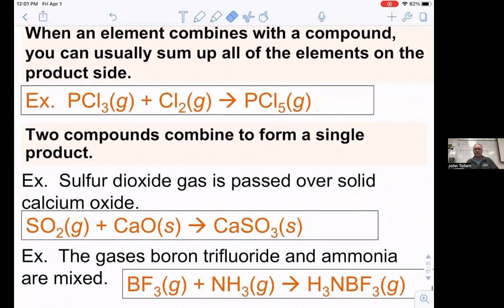So for your PCl3 and Cl2, most of the time you'll just squish all these nonmetals together. You're doing that down here too, but the metal oxide and SO2 is actually a rule. You would have the same thing with metal oxide and CO2. Now with boron trifluoride and ammonia, those are a little odd. Boron trifluoride is breaking the octet rule.